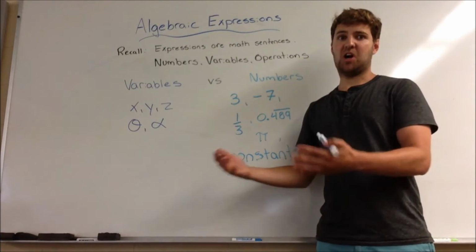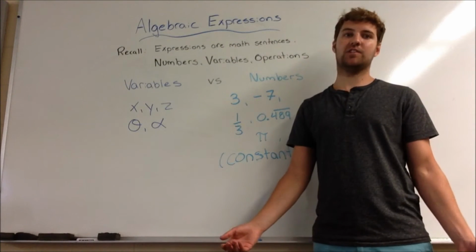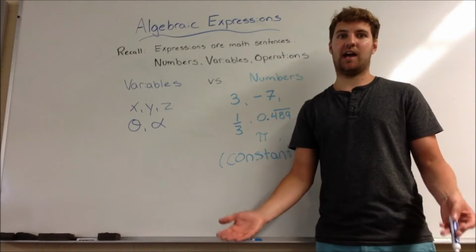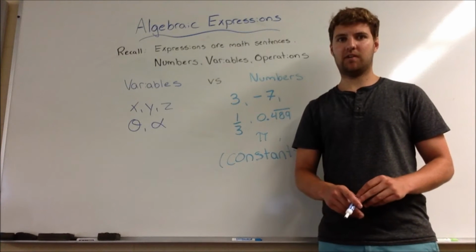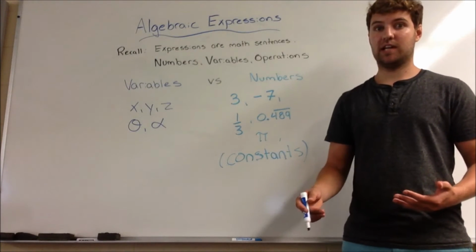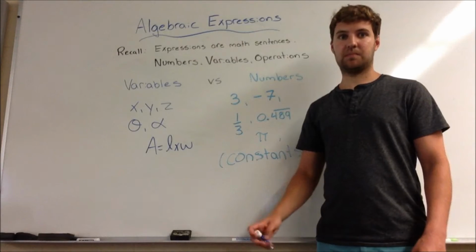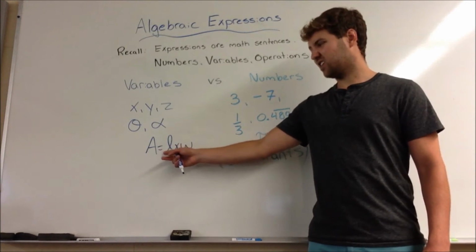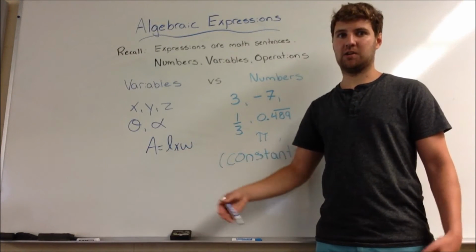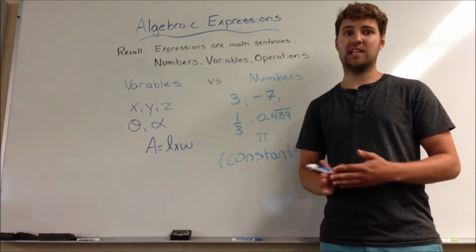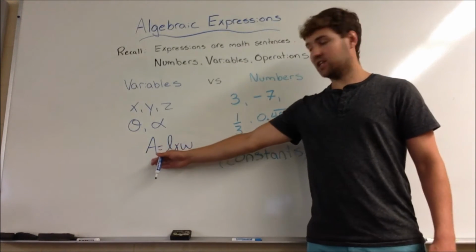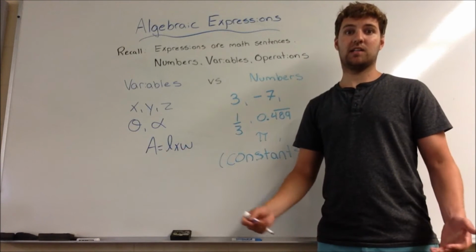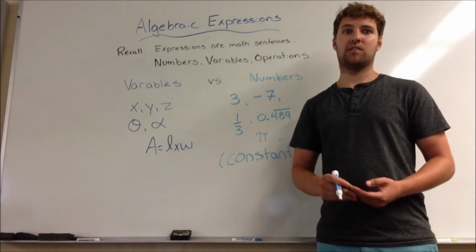So variables are letters. You may be thinking, why do we have to introduce letters into math? Why couldn't we just keep it simple and have numbers? Let me show you an example where you might have already seen a variable in math. A equals L times W. A letter is equal to another letter times another letter. What does that mean? A stands for area, L stands for length, and W stands for width. It's our formula for the area of a rectangle.